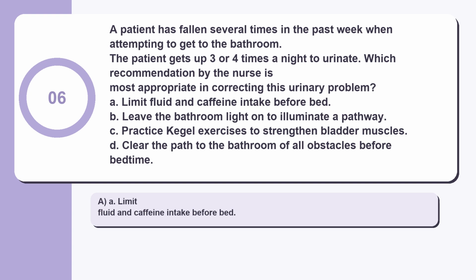Question 6. A patient has fallen several times in the past week when attempting to get to the bathroom. The patient gets up 3 or 4 times a night to urinate. Which recommendation by the nurse is most appropriate in correcting this urinary problem? A. Limit fluid and caffeine intake before bed. B. Leave the bathroom light on to illuminate a pathway. C. Practice Kegel exercises to strengthen bladder muscles. D. Clear the path to the bathroom of all obstacles before bedtime. The answer is A. Limit fluid and caffeine intake before bed.